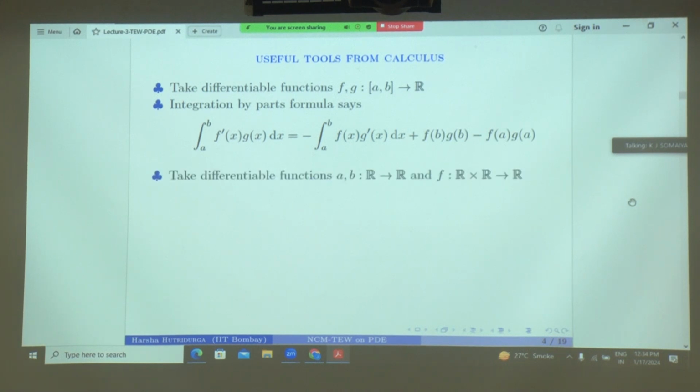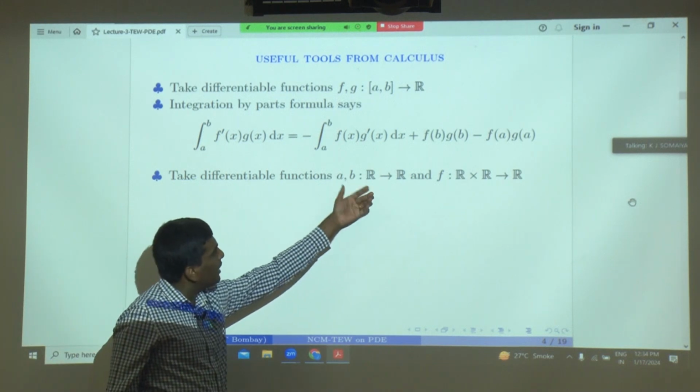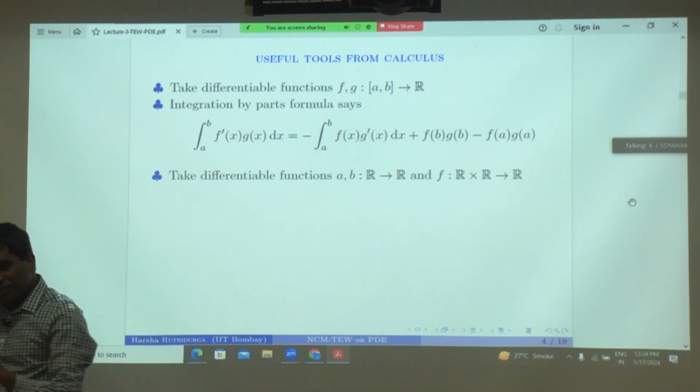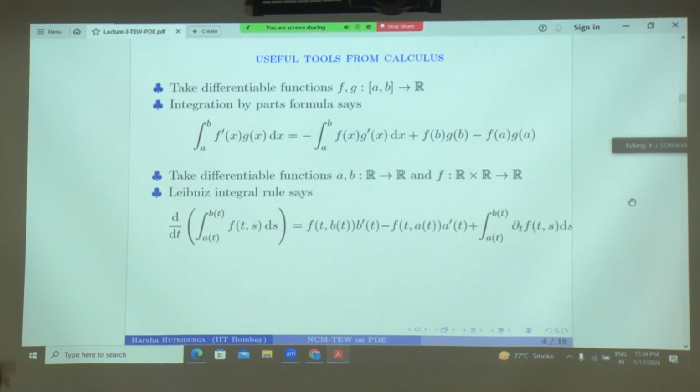And then let us take two differentiable functions. Now a and b are real valued functions of one variable, and f is a real valued function of two variables. So then there is something known as the Leibniz integration rule.